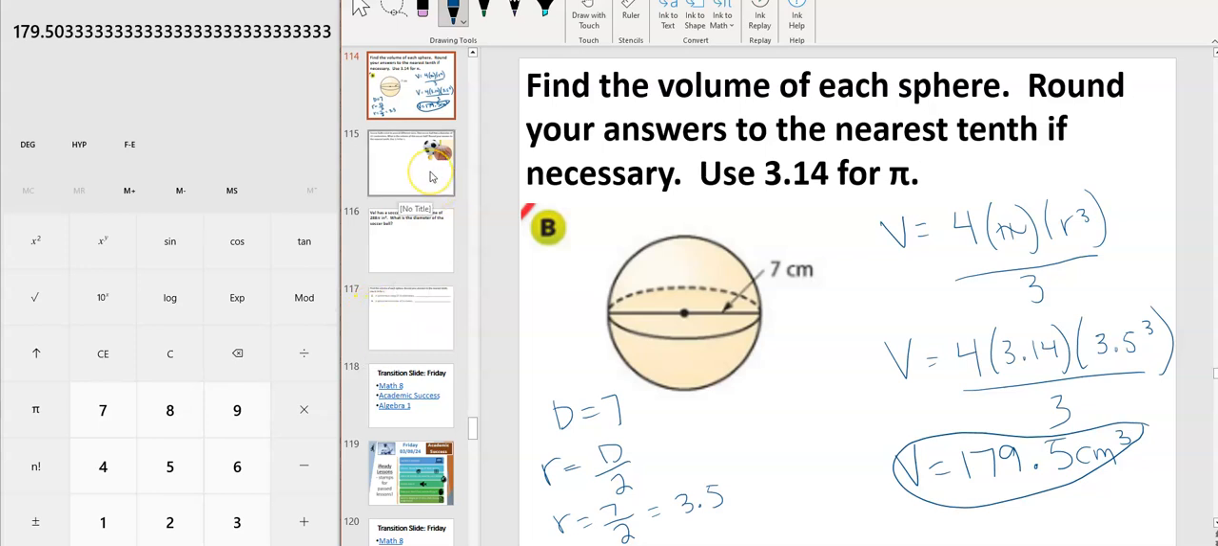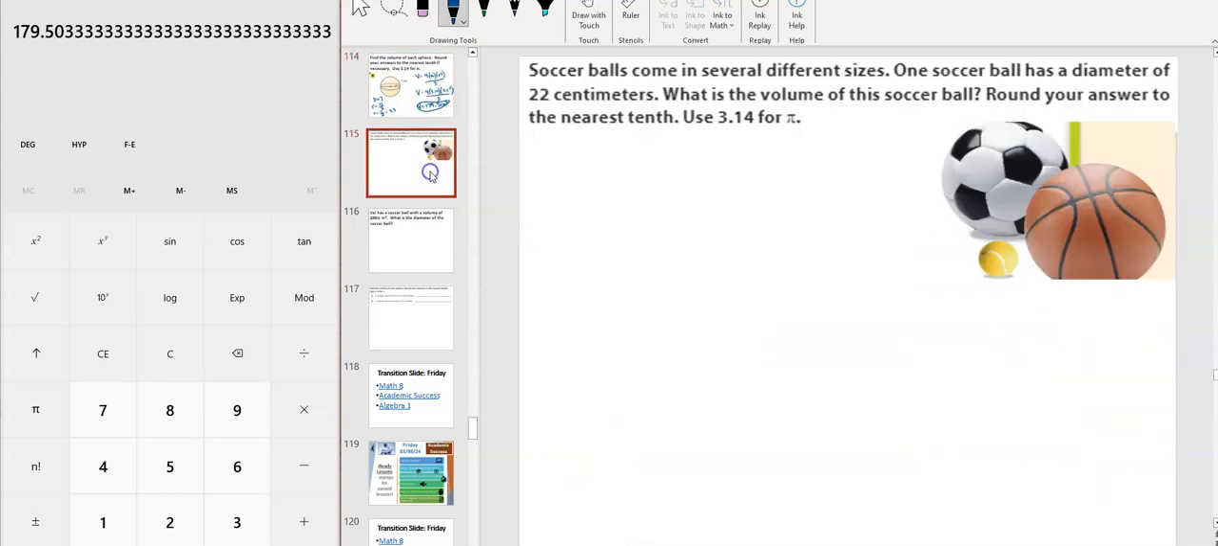All right, so just in true form, we're going to start doing some word problem ones, and we will do a reversed one where we're given the formula. So here we have a word problem. We have some soccer balls, some sports equipment here. They come in various sizes. One of the soccer balls has a diameter of 22 centimeters, and we want to know the volume of it. We're going to round to the nearest tenth and use 3.14 for pi.